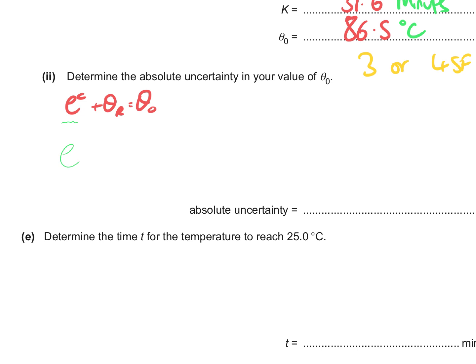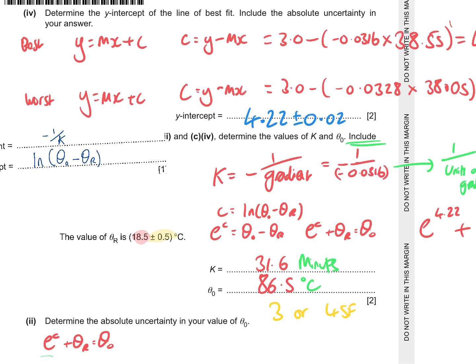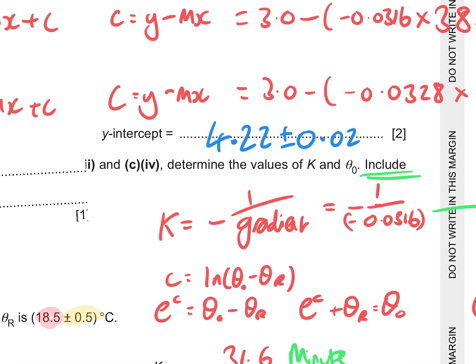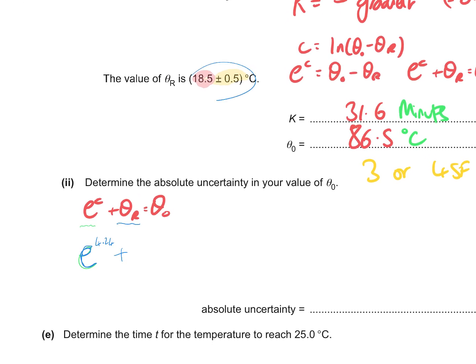Let's now try the largest possible value. So we'll do e to the power of your largest value of C. Now C was the y-intercept. The largest value is 4.24, so that's the maximum possible value here, plus our maximum possible value of theta r, which we can get from here, is 19.0, to give us a theta naught value.